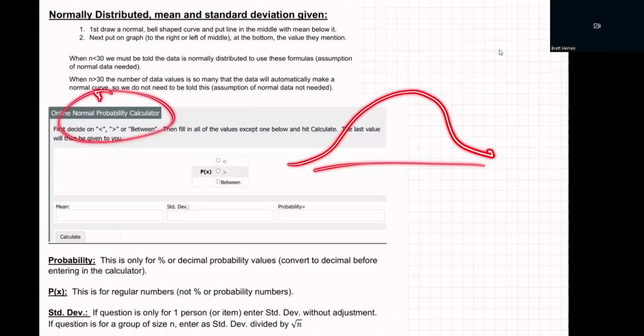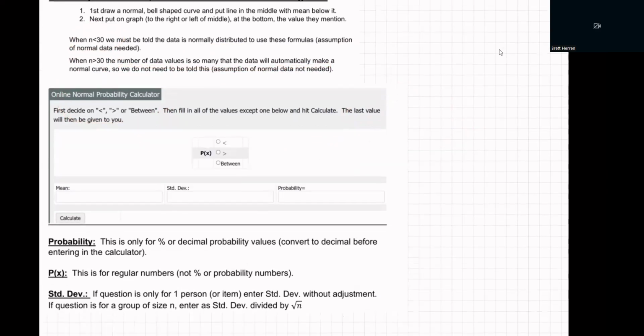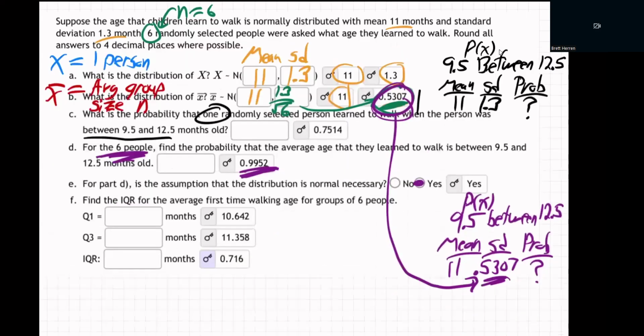Remember, not everything in life is bell-shaped, normally distributed. Most things are. That's why it's called normal. But if you have less than 30, they've got to tell you it's normally distributed. But if you have a really big group, greater than 30, like 35, 40, 50, 100, the number of data values is so many that the data will automatically make a bell curve. So we do not need to be told this. The assumption of normal data is not needed in that case. So what was n in this problem? n up here is 6. So that's less than 30. So yes, we do need to be told.